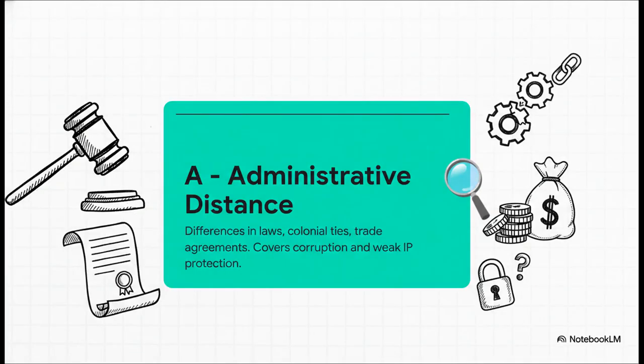Next up, we've got A for administrative distance. This is all about the formal stuff. Governments, laws, politics. You have to ask, are the legal systems even compatible? Is there bad blood between the countries politically? In emerging markets, this factor is just massive. It can mean everything from dealing with corruption to courts you can't rely on, to the very real risk that someone's going to steal your intellectual property and there's nothing you can do about it.